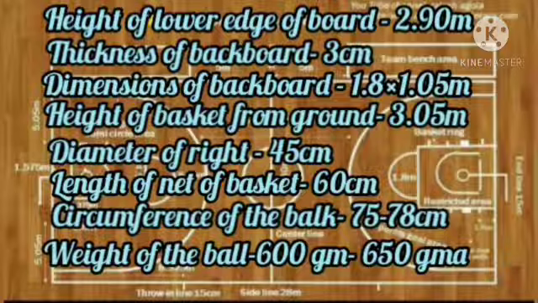Number of players of a team 5 plus 7 extra, which is equal to 12. Number of officials 5. 1 referee, 1 umpire, 1 scorer, 1 timekeeper, and 1 24-second operator.